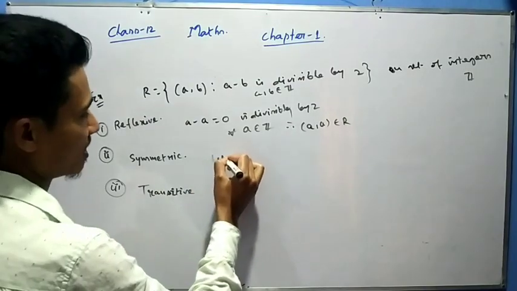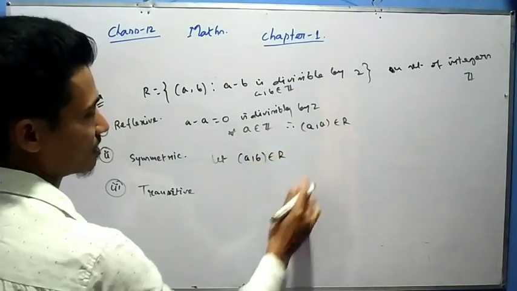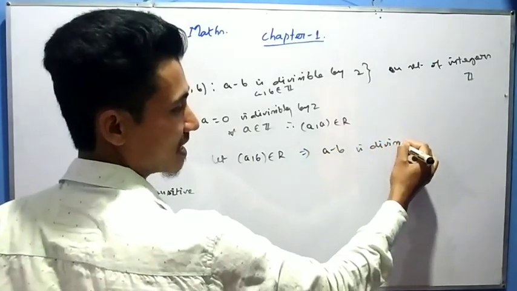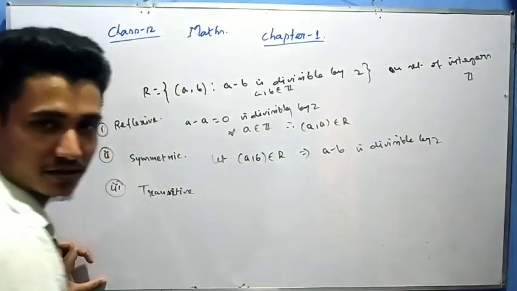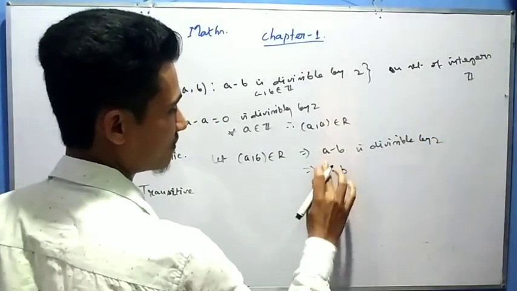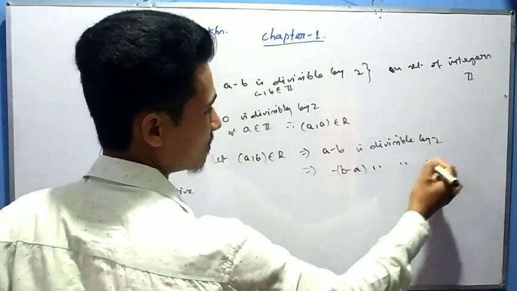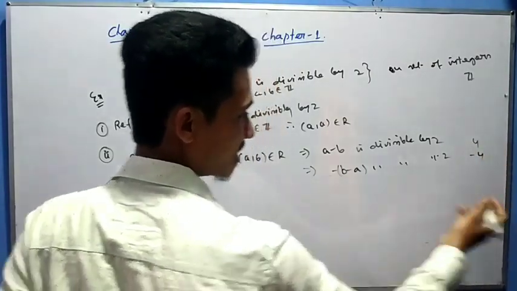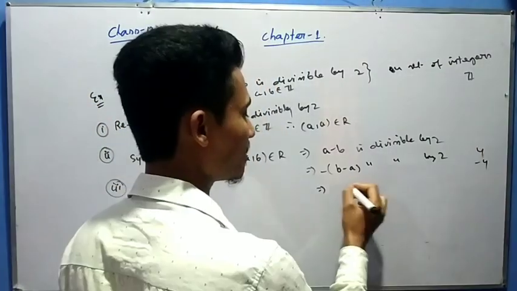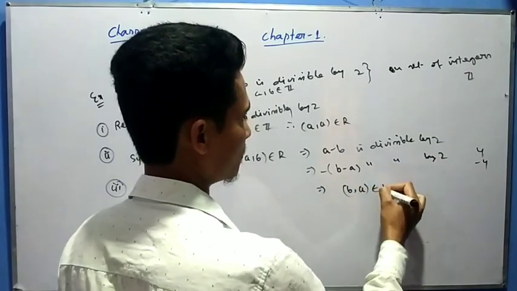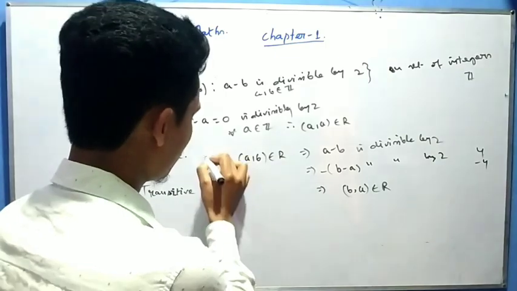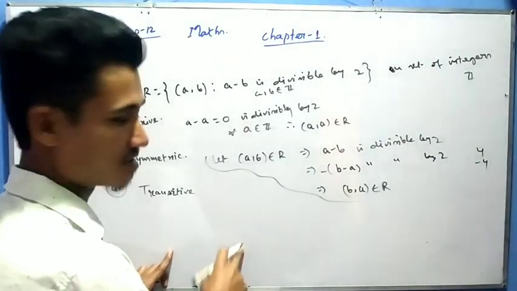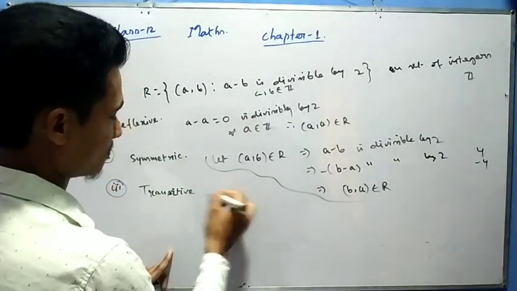So let A comma B belong to the relation. If A comma B belongs to the relation, what does it mean? A minus B is divisible by 2. This is the manner in which the relation is defined, divisible by 2. This implies you can say minus of B minus A is divisible by 2. Why can you say this? Take an example: 4 is divisible by 2, then if I take minus 4, it is also divisible by 2. So the ordered pair B comma A belongs to R. Therefore, from this we can say this is a symmetric relation.